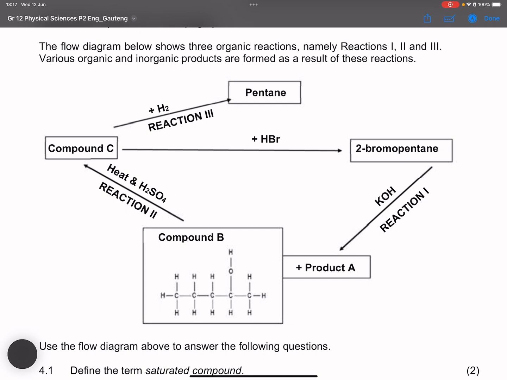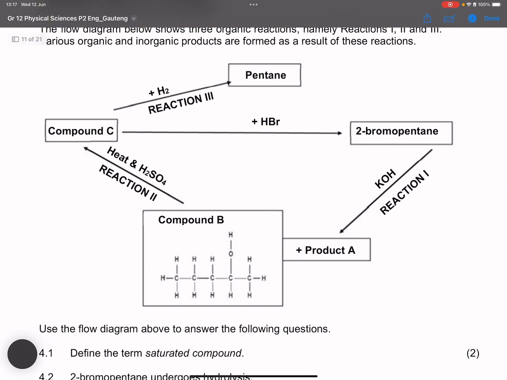Right, so the first one, they say define the term saturated compounds. Remember that saturated compounds are compounds that consist of only single bonds between carbon atoms.